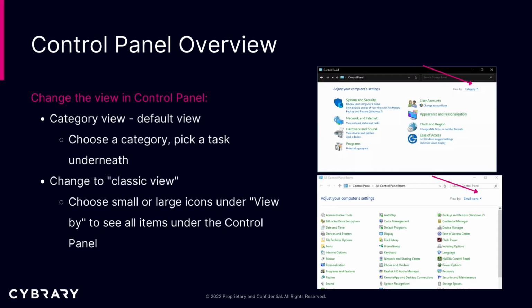Now, once you get to the control panel, there are two different views you can have. The default view is the category view, and it shows you different categories like system and security, network and internet, hardware and sound. Or you can change it to what's called the classical view. In the older versions of the Windows operating system, they were listed out per component. To change to the classical view, up in the right hand corner, it has a view by, and you can change that view by from the category view to small icons or large icons. Once you do that, it'll give you an itemized view of the control panel.